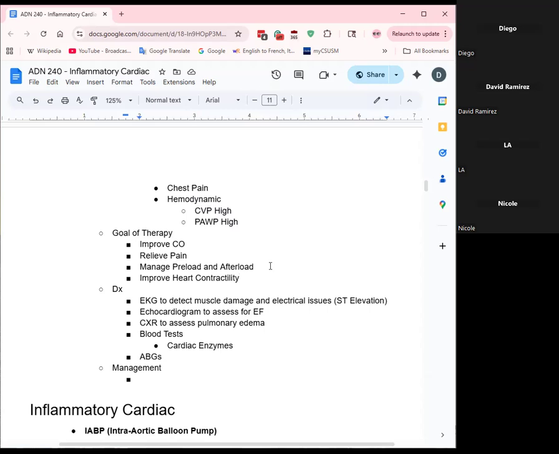Some blood tests for cardiac enzymes, so they would just check troponin and BNP, all that stuff. Arterial blood gases, just to see what's going on with that. Are they going acidotic? Metabolic acidosis from all the lactic acid buildup that happens with shock because you're anaerobic.